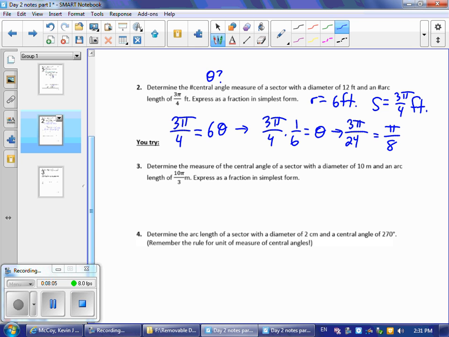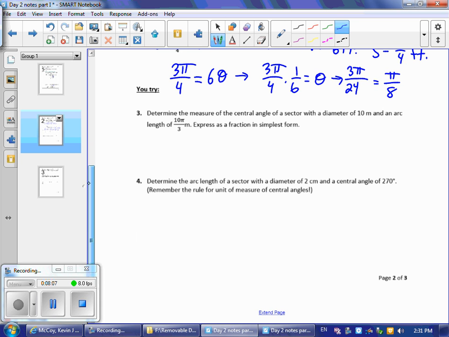All right, you guys go ahead and give these a shot. I am going to go ahead and work them out for you, but I'm just going to write it up there. So as I'm writing, you guys should be trying to work this out at the same time.